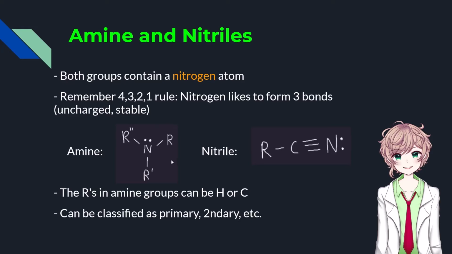These could be carbons, these could be hydrogens, and just a little note, amines can be classified as primary, secondary, and tertiary. We can go more in depth about this in a later video, but basically primary, secondary, and tertiary all depend on how many carbons the nitrogen is bonded to. If it's bonded to 1 carbon, it would be a primary. If it's bonded to 3 carbons, with all the R's being carbons, it would be a tertiary amine.